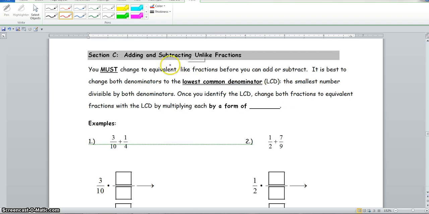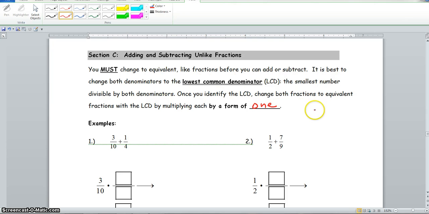Now we go to section C. It says adding and subtracting unlike fractions. You must change to equivalent like fractions before you can add or subtract. It is best to change both denominators to the lowest common denominator, the smallest number divisible by both denominators. Once you identify the LCD, change both fractions to equivalent fractions with the LCD by multiplying each by a form of 1.